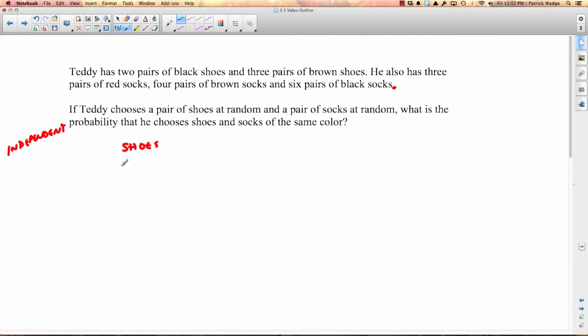If you think about it here, how many different situations are there with shoes? There's black shoes and there's brown shoes. So that's what we're going to do. We're going to put black shoes. We're going to put brown shoes.